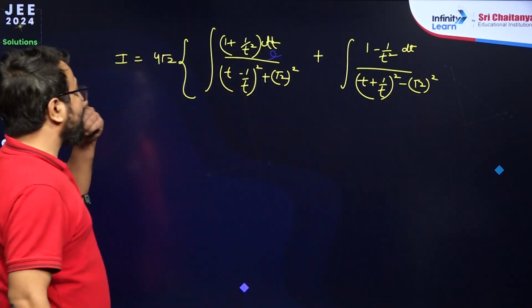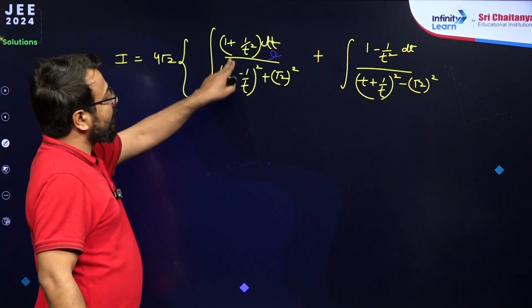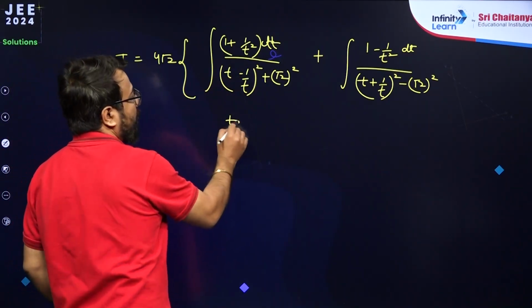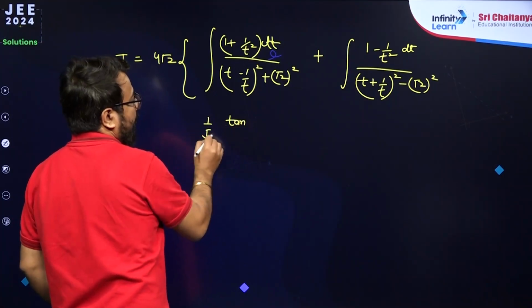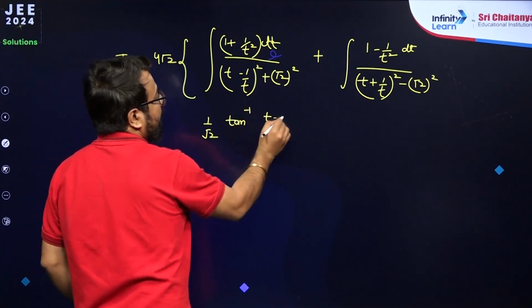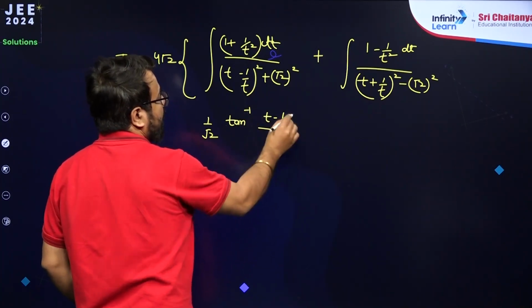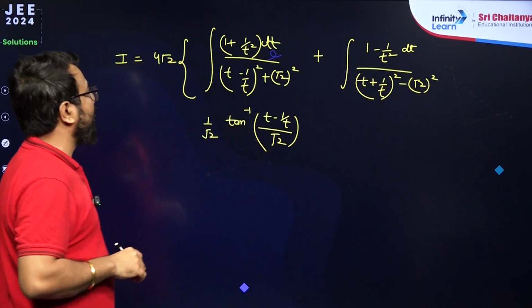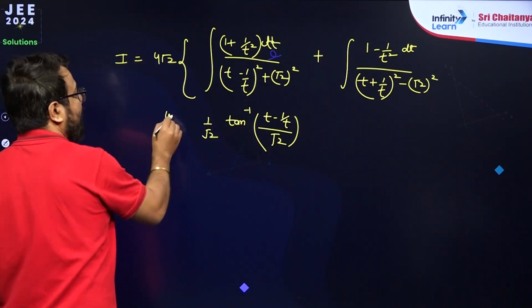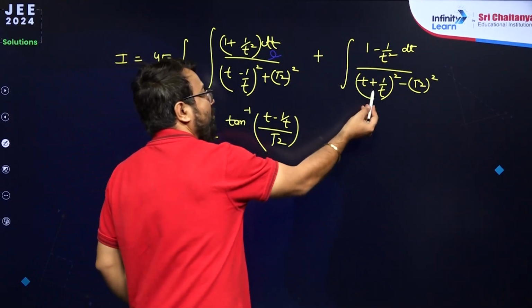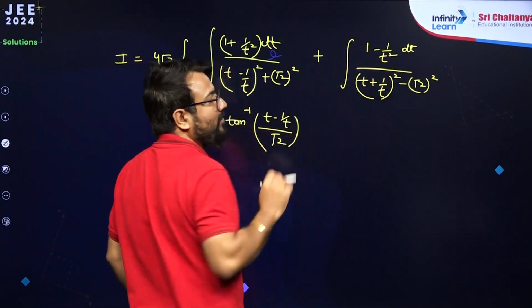So basically this, if I assume z, then this will be dz, and this gets converted to 1 upon a tan inverse of (t minus 1 upon t) upon a. So this is the expression that we have obtained here, and the limits that I need to use here will be from 0 to 1. Here also if I assume this to be z, this will become dz.